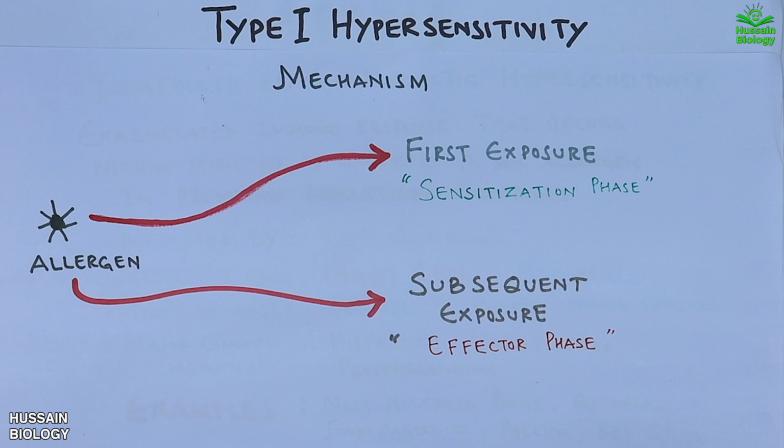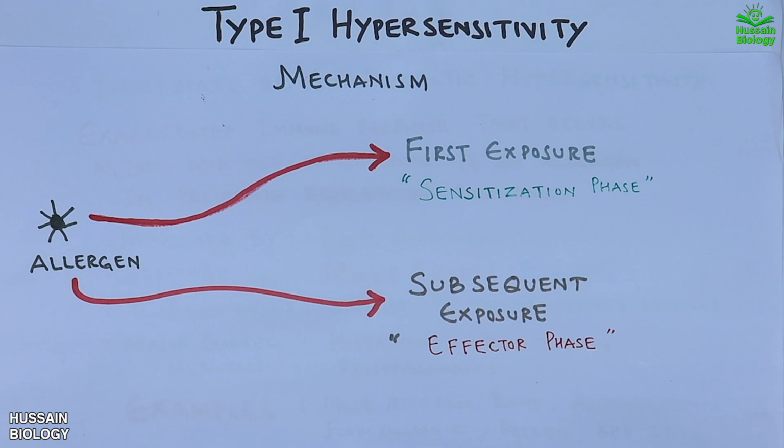Then comes the subsequent exposure. This is the effector phase. Now when the same allergen enters the body again, it binds directly to those IgE antibodies that are already sitting on the mast cells and basophils. This triggers these cells to degranulate, releasing powerful chemical mediators like histamine, leukotrienes, and prostaglandins, leading to the classic allergic symptoms we see. So remember, the first exposure only sensitizes the body, while the second exposure triggers the allergic reaction.